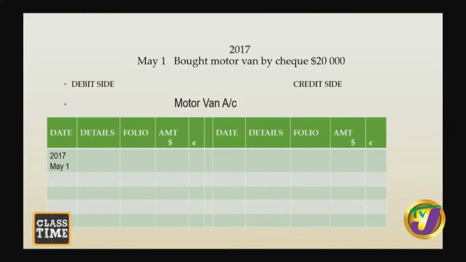Which 2 items are affected? Motor van, yes, and also check. Good. So you look for the nouns, or you look for what you're giving up and what you're receiving to find the 2 items. If you notice, at the top to the center, I have the name of the account, which is motor van. I'm about to post this transaction in the motor van account, the first of the 2 entries.